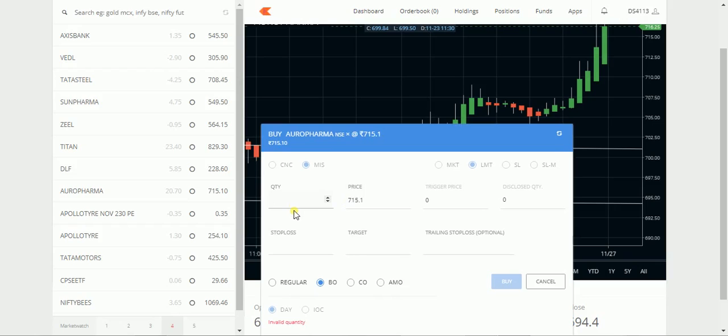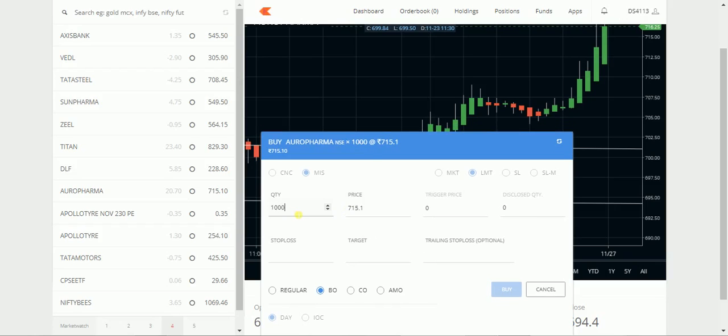Then I give my quantity. Suppose I want to buy 1000 quantity. The whole game of getting profits is because of quantity. And how do we get this quantity with a lower amount of capital? Through leverage, which Zerodha gives us with the help of these bracket orders. So I'm going to buy 1000 quantity. Now the price, we already know the price, so I'm going to take, for example, 701 as the price.